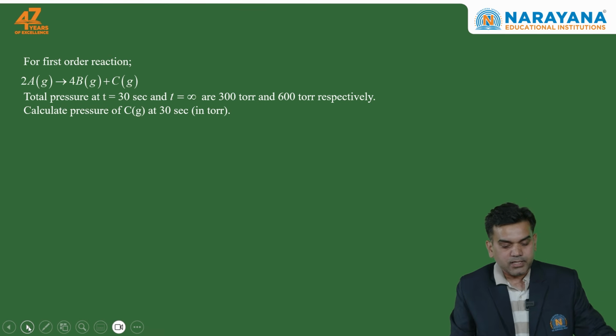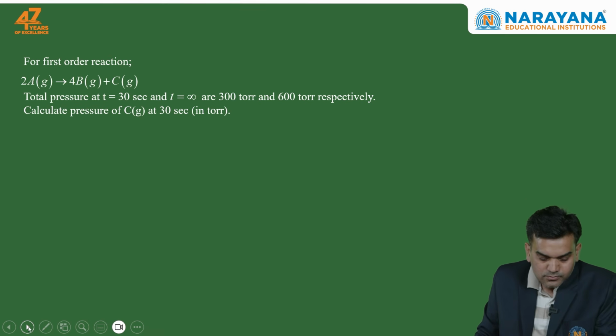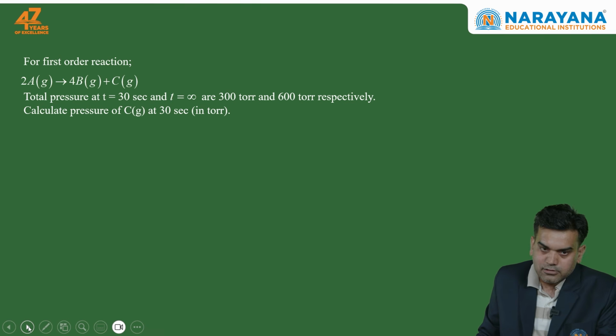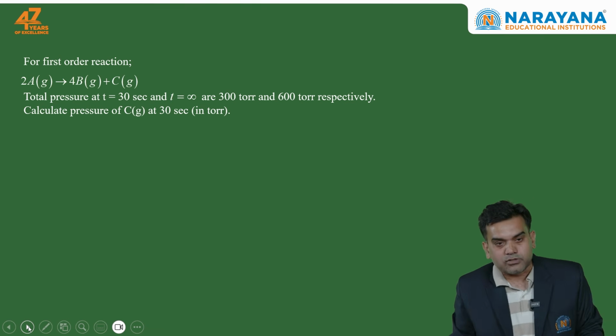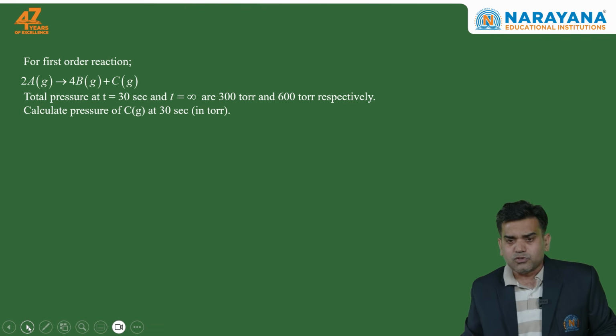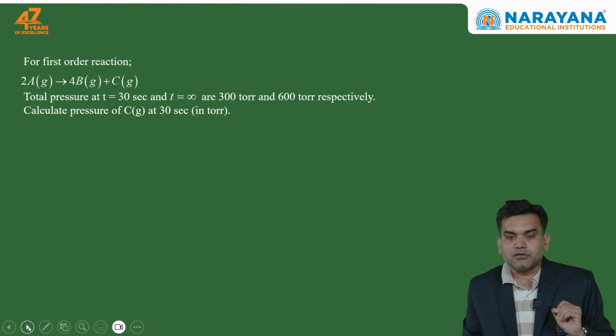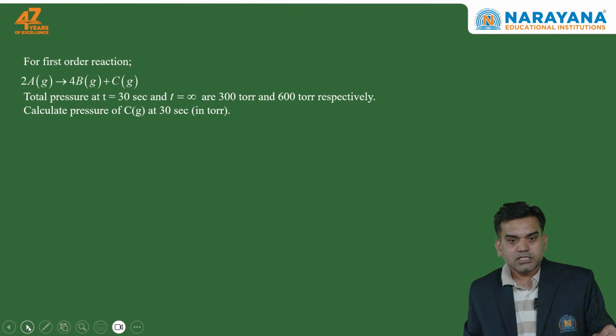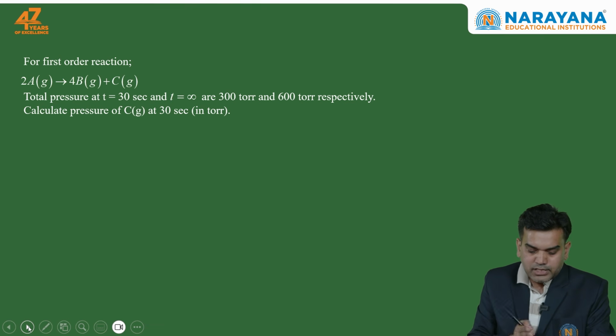This question is from the chemical kinetics part. In this question they have given, for the first order reaction, 2A giving 4B plus C, all present in the gaseous phase. So this is a homogeneous kind of system. We have to understand that the reactant is also present in the gaseous state. The pressure at t equal to 30 seconds is 300 torr, and the pressure at t equal to infinity is 600 torr, respectively. We have to find out the pressure of C at 30 seconds in torr.